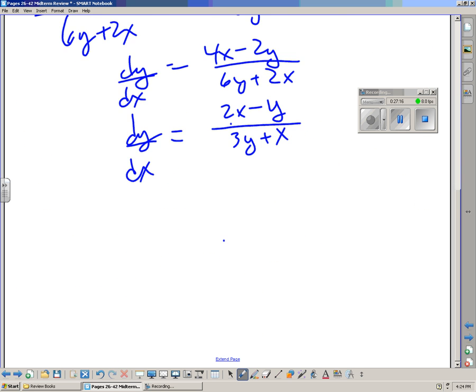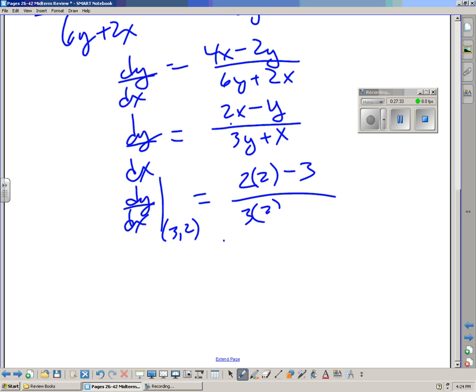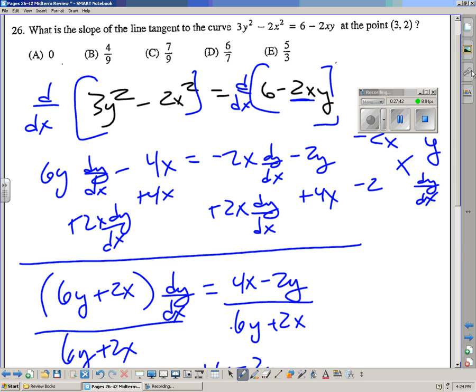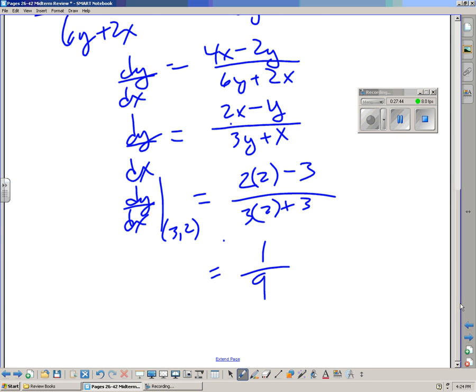evaluate this at 3, 2. So dy over dx at the point 3, 2 is 2 times 2 minus 3, or I can just do that backwards and get it right. So 2 times 2 minus 3 over 3 times 2 plus 3. 2 times 2 is 4 minus 3 is 1. 3 times 2 is 6 plus 3 is 9. 1/9 hopefully is there. And it's not, so what did I do wrong?